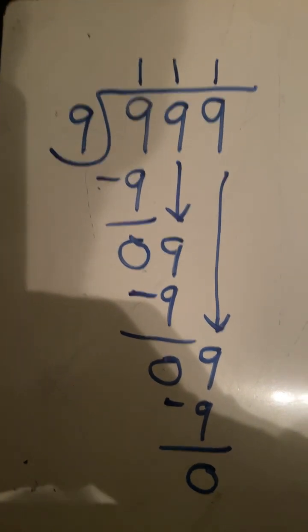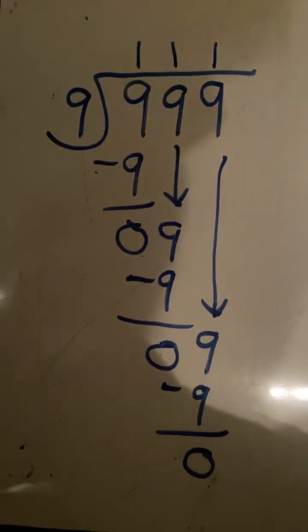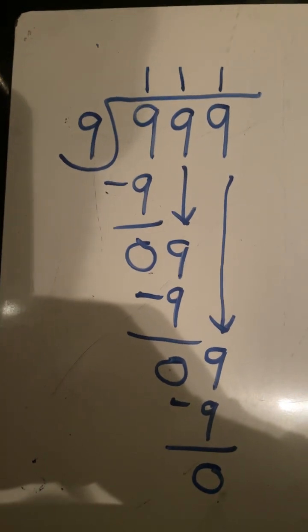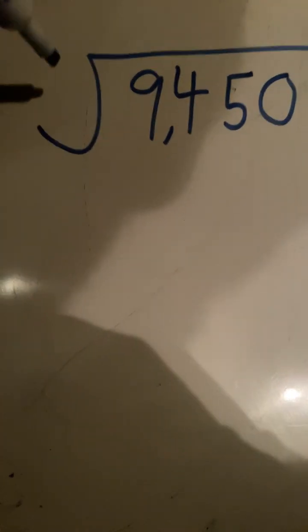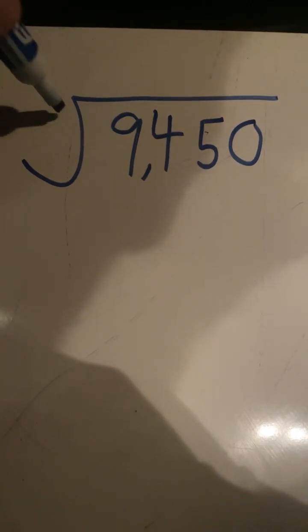All right, I'm going to do one more problem that's a little more challenging than that one. And I am going to try to show everybody clearly, because I want everybody to see this clearly. Let me know if it's unclear at any point during the video. All right, one more problem. 9,450 divided by 5.